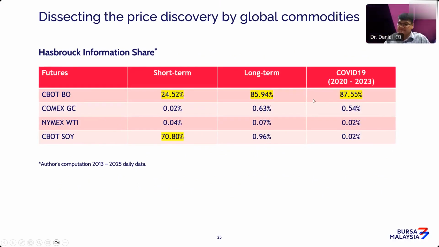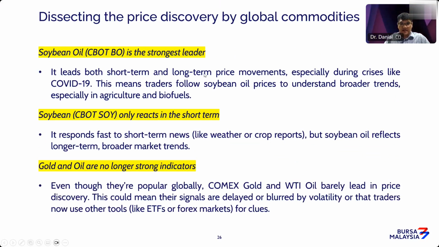So if there is a crisis, because some of the scholars say every 7 to 8 years there will be a crisis or a correction, but let's just say crisis, it's better for you, if you're trading CPO futures, to pay more attention to bean oil rather than these 3. Why are we saying this? Because it will save your effort. Rather than looking at these 4, you just focus on 1. Next, soybean oil is the strongest leader. It leads short-term and long-term price movement.